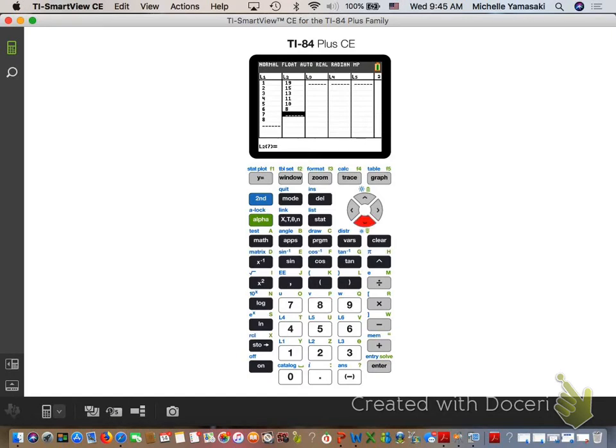Next. 7. Next. 5. What, 5? Yeah. Okay, we've got our data in there. Okay, you guys ready? You want to take a look at it?